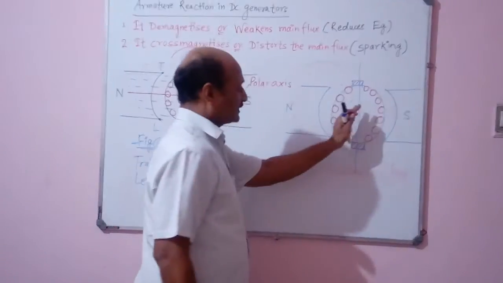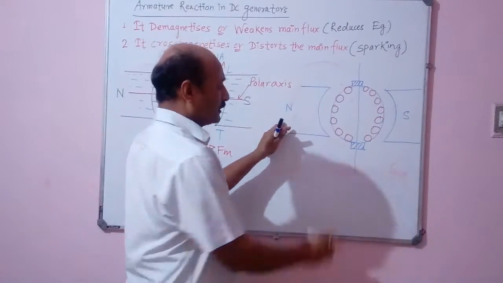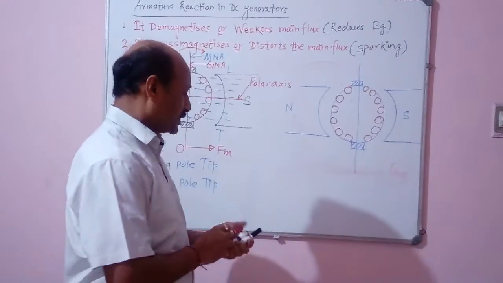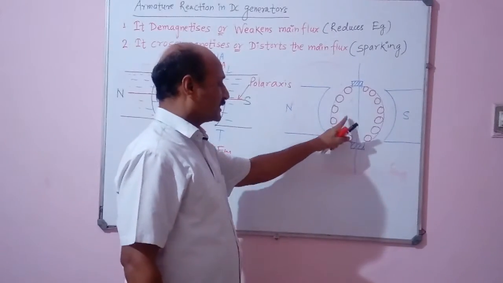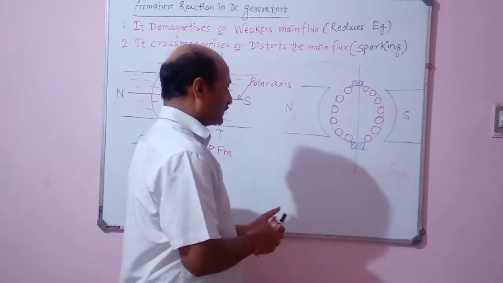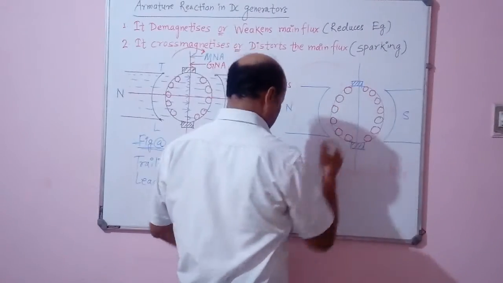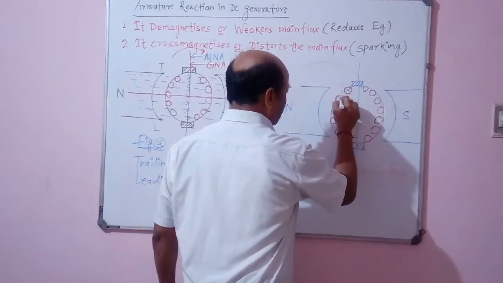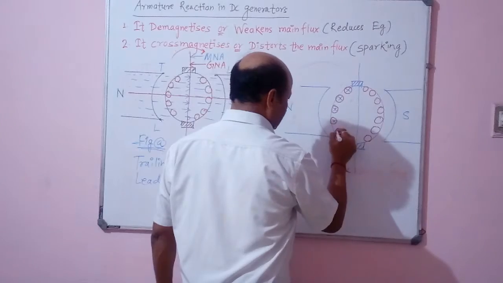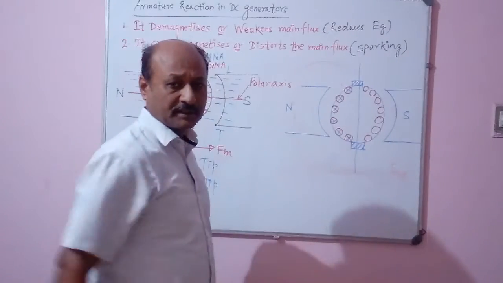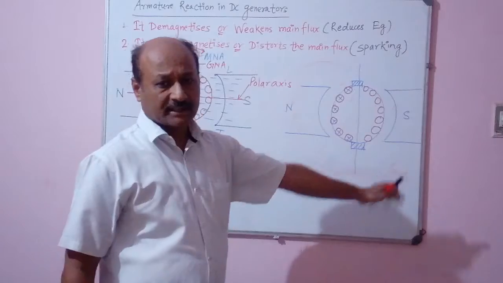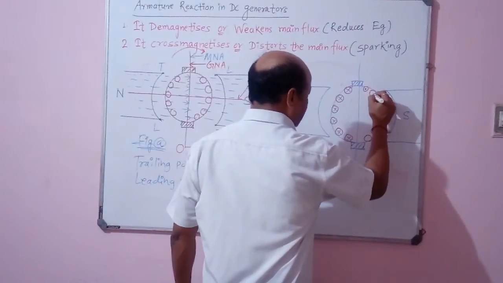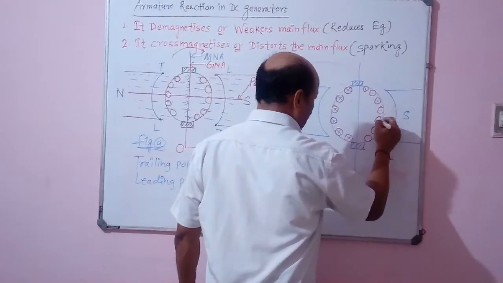Some armature conductors are under the influence of the N pole and some armature conductors are under the influence of the S pole. Those conductors under the influence of the N pole, assume that they carry the current as a cross. Cross means the direction of the current is away from us, or away from the observer. And those conductors under the influence of the S pole, assume that they are carrying the current as a dot.